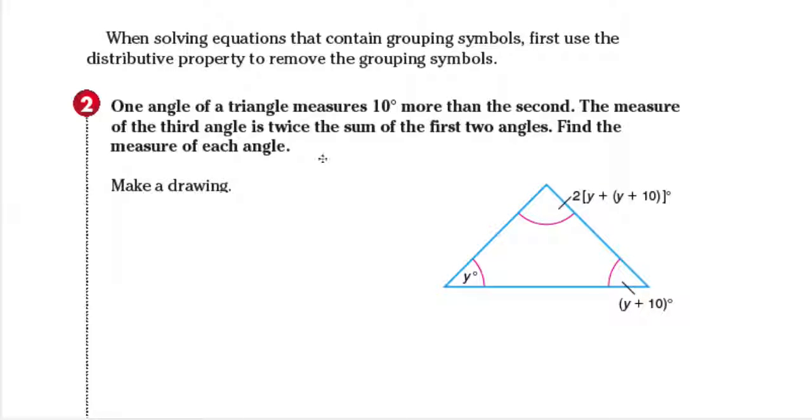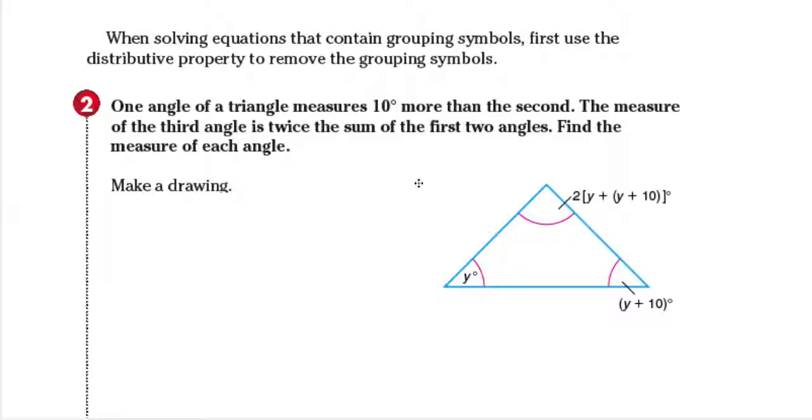If you are a visual learner, you need to create a drawing out of this. Your drawing would look something like this. One angle of a triangle is 10 more than the second. The measure of the third angle is twice the sum of the first two angles. That's the first angle, this is the second angle, multiplied by 2. And that's how your let statement came about.